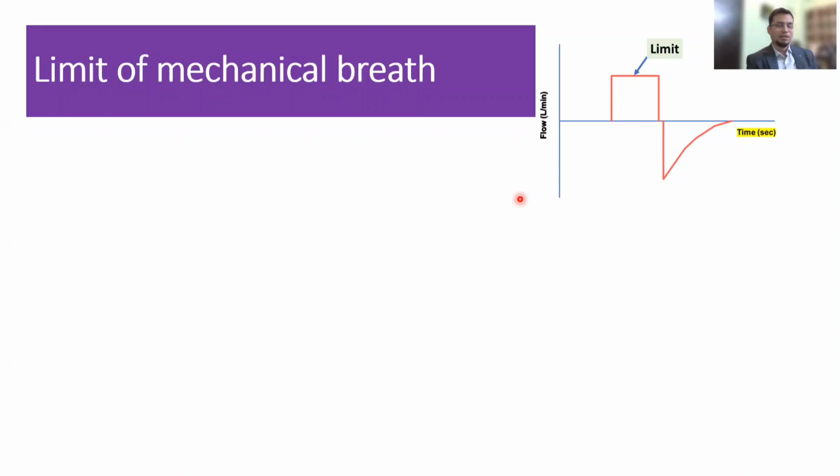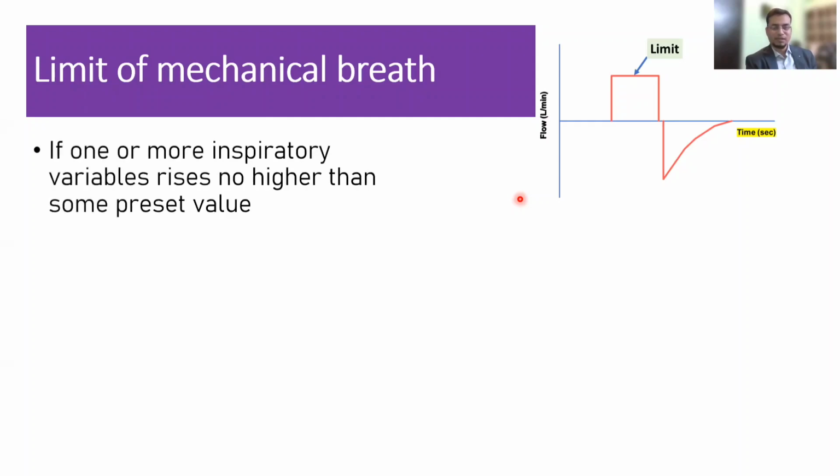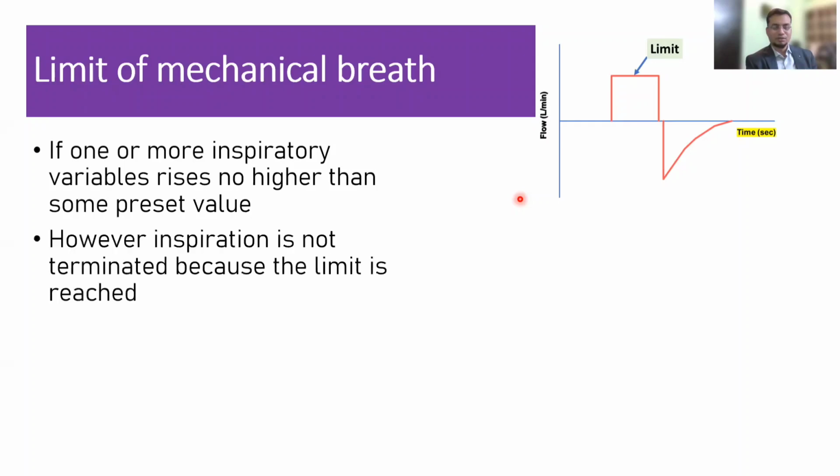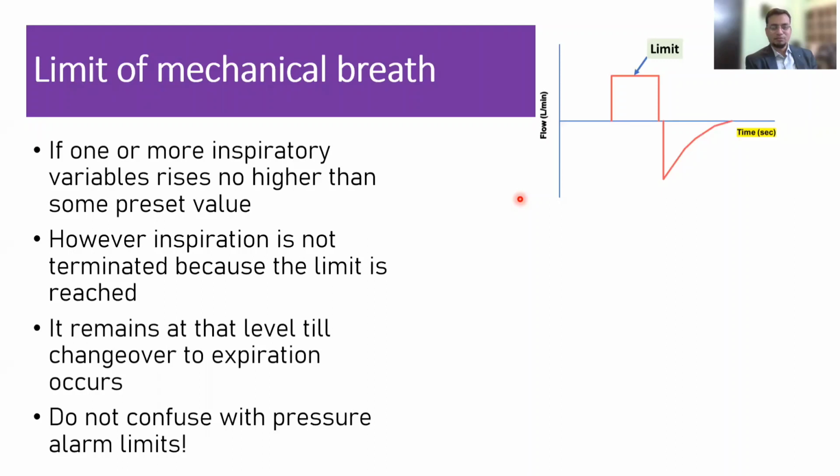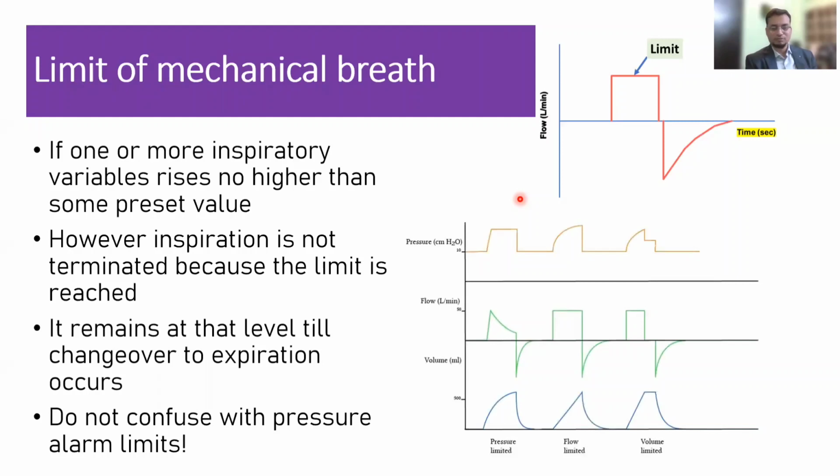Now we will understand the limit of a mechanical breath. A limit is a variable that represents the maximum value which the ventilator can attain during the inspiratory phase of a mechanical breath. It remains at that level till changeover to expiration occurs. But remember that it will not end the inspiration. There are three main limit variables in routine use: the pressure limit, flow limit, and volume limit. Remember that time cannot be a limit variable, because in that case the breath would have to end. So that is important. Time is not a limit variable.